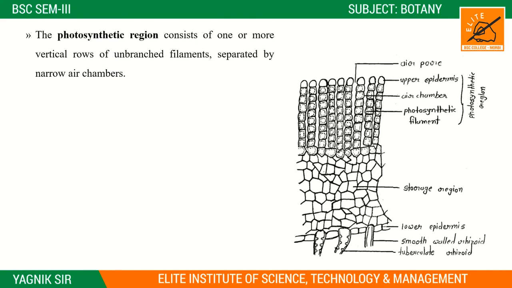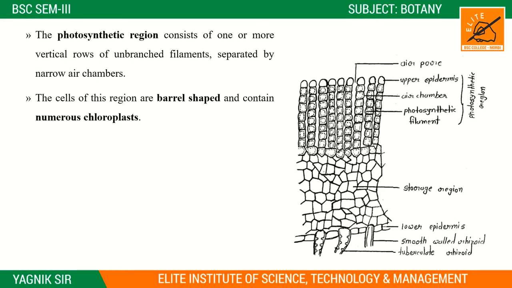So the photosynthetic region consists of one or more vertical rows of unbranched filaments. We have already seen this in the image, right? This is a filamentous structure, but the filament is unbranched, and all the filaments are separated by narrow air chambers, very narrow, right? So between two filaments small air chambers are placed. Here we clearly observe that the space seen between the filaments is an air chamber.